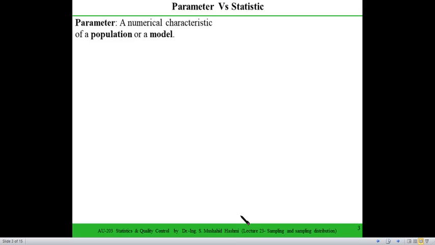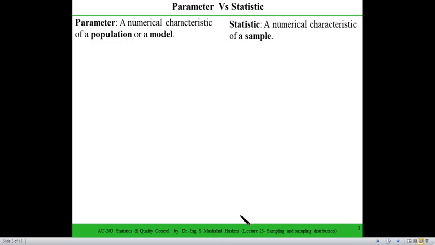So what is a parameter? A numerical characteristic of a population or a model which is actually under study. So it could be any numerical characteristic. It could be mean, it could be variance, it could be standard deviation. So if that characteristic is related with the population which is under study, it is called a parameter.